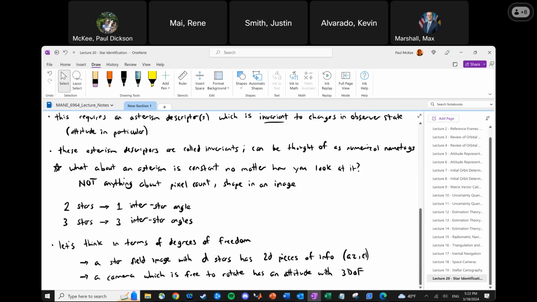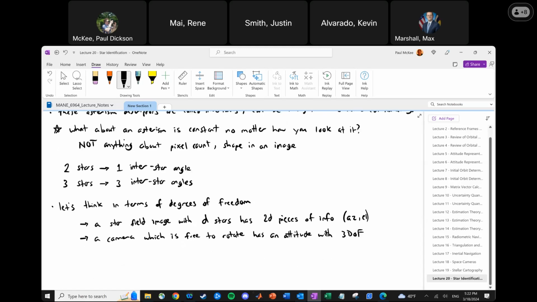And it turns out that an asterism, this is kind of the punchline here, an asterism of D stars has 2D minus 3 invariants under the action of a rotation.